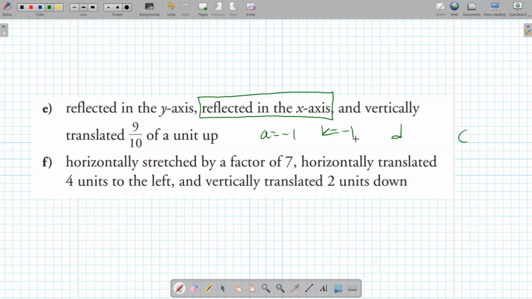What is D? D is the horizontal shift. Yeah, left or right. Okay. D is 0. C is 9/10? Yeah, C is. How do we know C is 9/10? Vertical means what? Or it says up here, yeah? C is up, down. D is left, right. So up means C is positive 9/10. For F, what is A, K, D, and C?